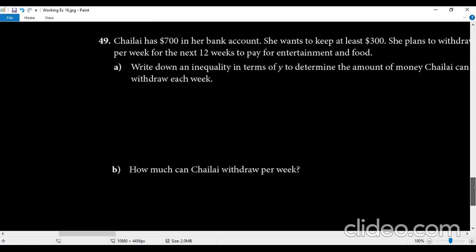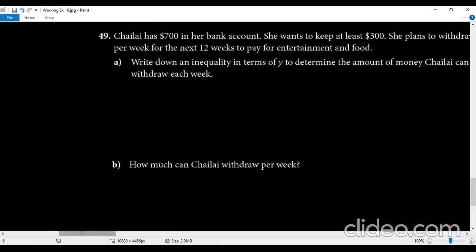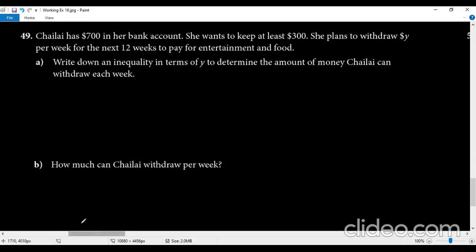Moving on to the next question, question number 49. Chara has $700 in her bank account. She wants to keep at least $300. She plans to withdraw Y per week for the next 12 weeks, so there are 12 Ys. Write down an inequality in terms of Y to determine the amount of money Chara has to withdraw each week.